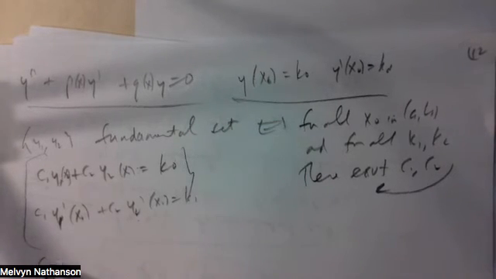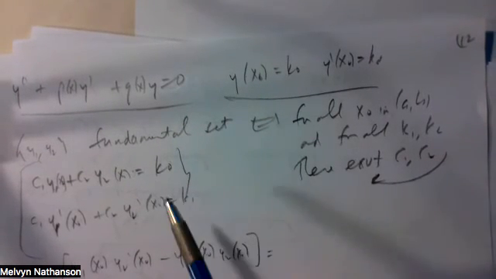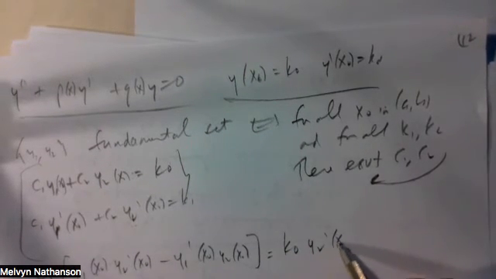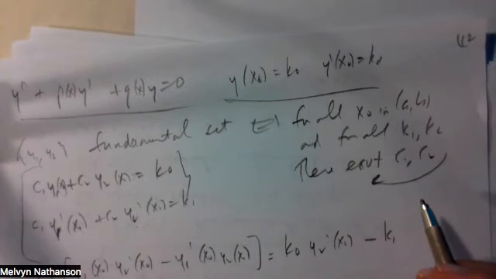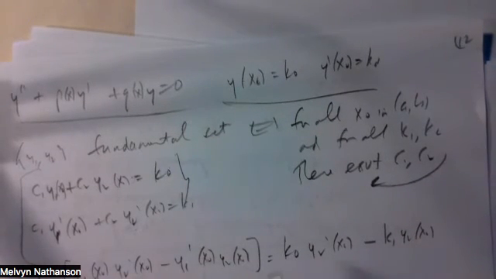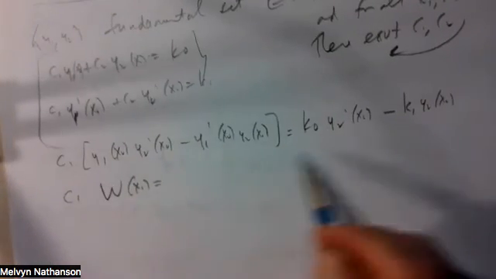Well, you'll get C1 times Y1 of X naught, Y2 prime of X naught minus Y1 prime of X naught, Y2 of X naught equals, let's say I multiplied this equation by Y2 prime, K naught, Y2 prime of X naught minus K1, Y2 of X naught. I have to find a C1 that solves this equation. This is the Wronskian. This is C1 times the Wronskian at X naught equals this right-hand side.